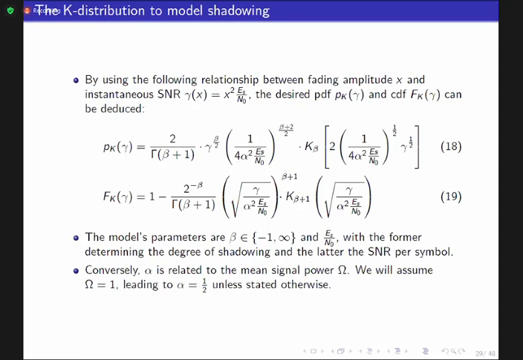So we use basic relationships between the fading amplitude and instantaneous SNR to deduce equations 18 and 19, the PDF and CDF of a K distribution. We arrive at the model parameters, which are beta and the normalized SNR, SNR per symbol. There's another parameter, alpha, related to the mean signal power, but since we will be assuming the mean power to be 1, we leave that parameter as 1/2, since you can demonstrate that that's the relationship between alpha and gamma. So alpha will be half unless stated otherwise. So we have two degrees of freedom here: beta and the SNR per symbol.